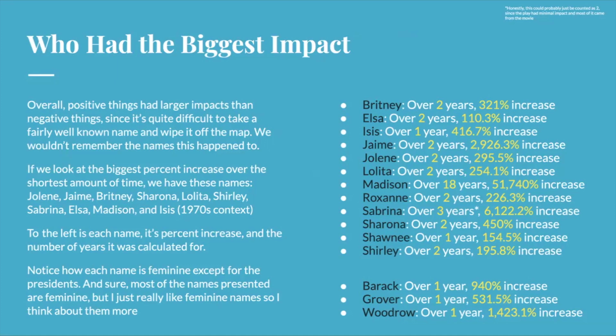But if we look at the biggest percent increases over the shortest amounts of time, we have these names: Jolene, Jaime, Britney, the Britney Spears spelling, Sharona, Lolita, Shirley, Sabrina, Elsa, Madison, and Isis in the 1970s context of Isis. To the right, I have the name, the percent increase, and the number of years it was calculated for.